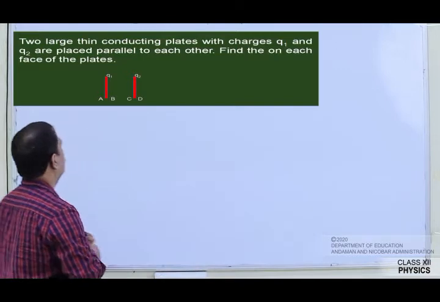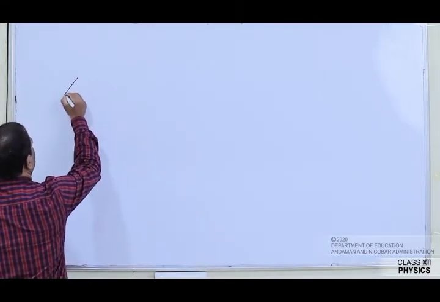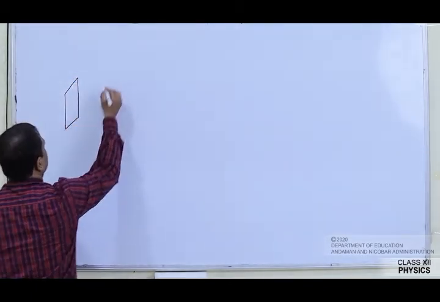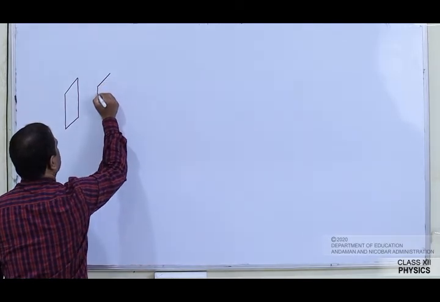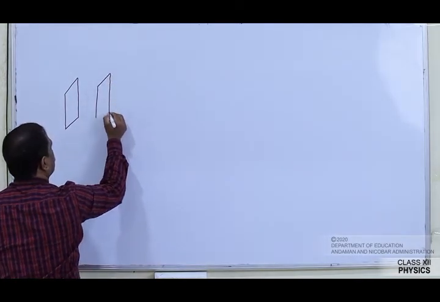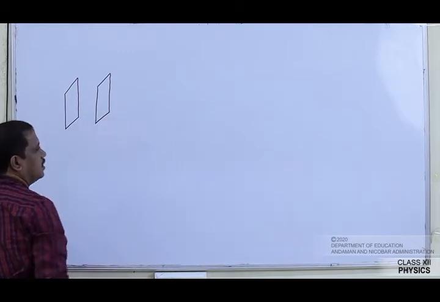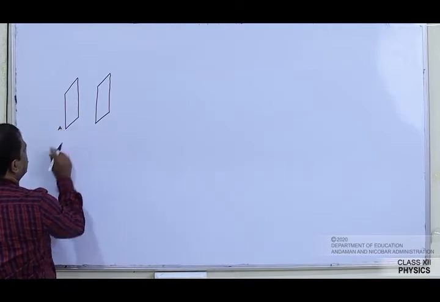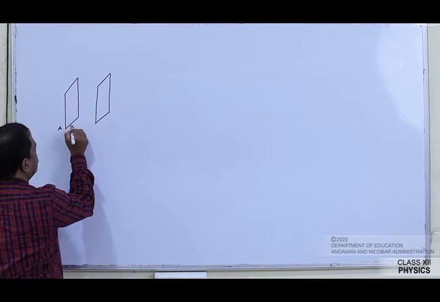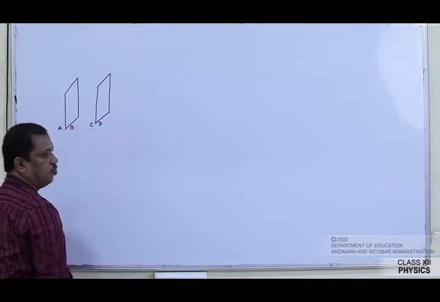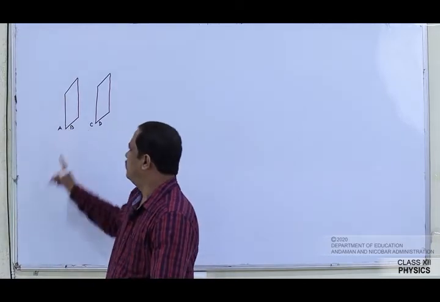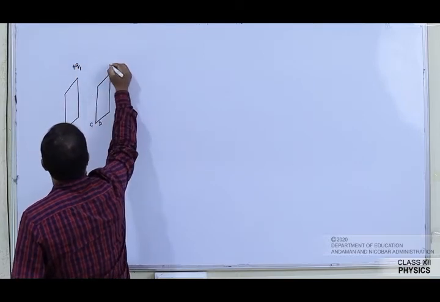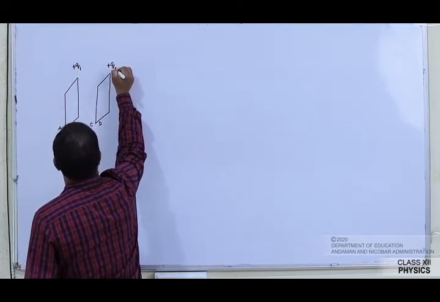Let me explain it on the board. I said I have two planes. Let me say this is one plane, very thin and infinitely large. The second plane I have like this. These are two conducting planes. Now, let me say the left face of this plane is A, this is B, this face is C, this face is D, four faces. Now, this plane is given a charge of plus q1 and this is given a charge of plus q2.